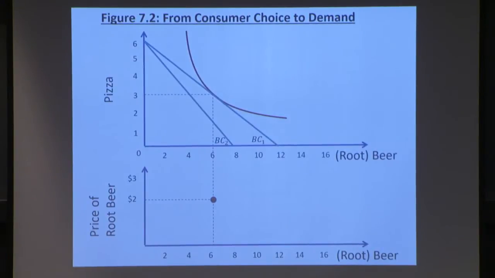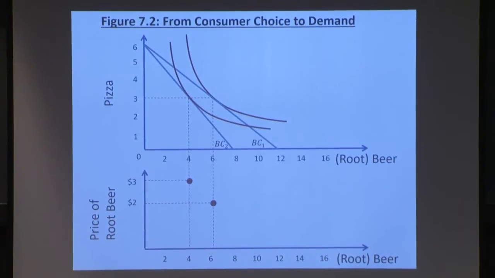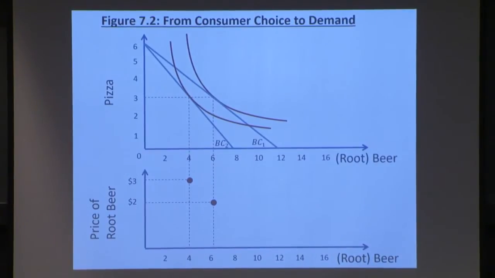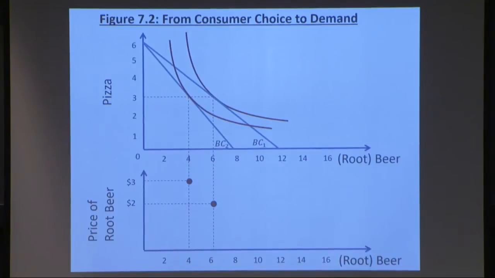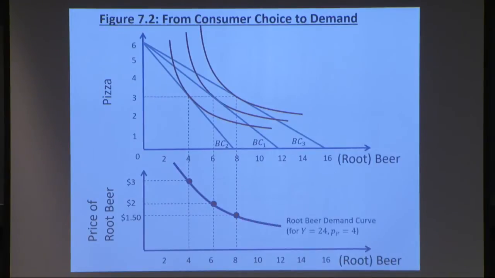Increase the price of root beer. We find a new optimum, and we have a new price in the bottom diagram. Again, drop the coordinate down, correlate it with the price of root beer in that new price, and we'll get a new point corresponding to another point on the demand curve. Do the same thing for a lower price, we get a third point. Keep doing this for all the prices, connect the dots. This is our root beer demand curve.